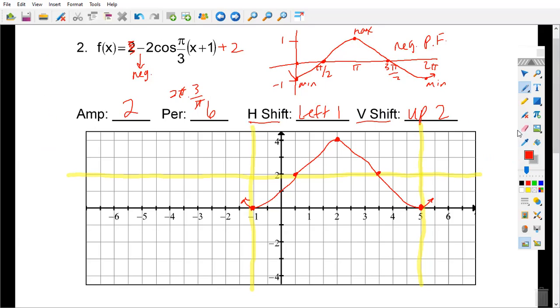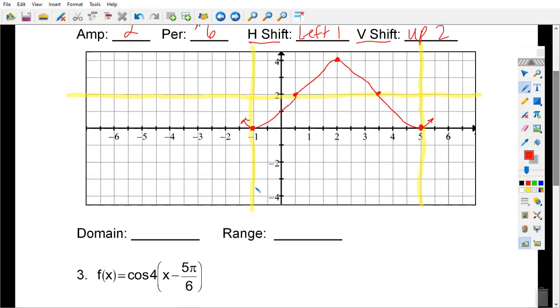Okay, so really quick, the domain here is still negative infinity to infinity. What is my range now? 0 to 4. Okay, and then that would just keep going. I don't know if this made it better or worse, but hopefully it makes more sense. Okay.